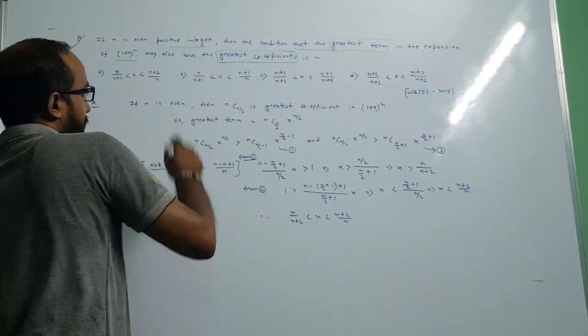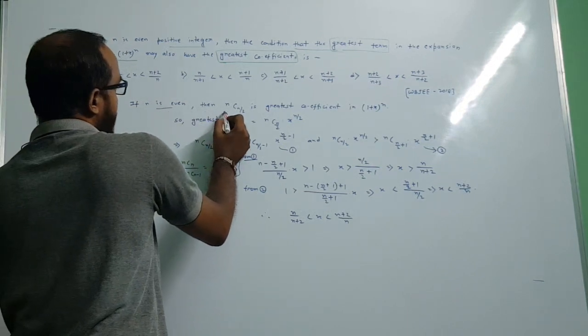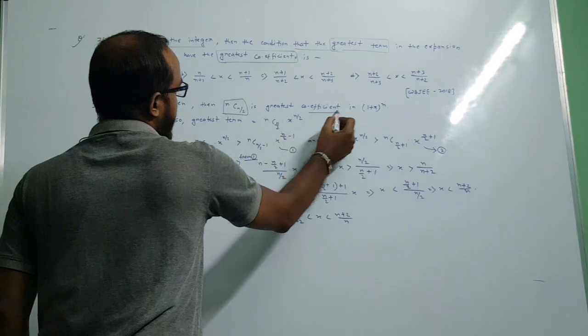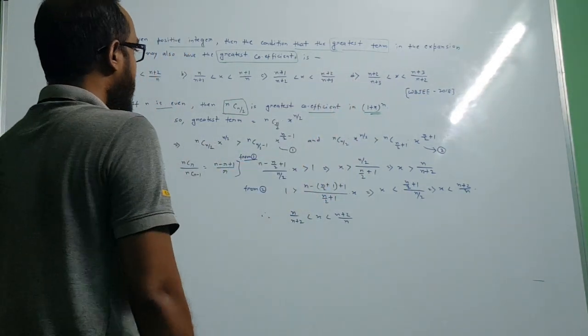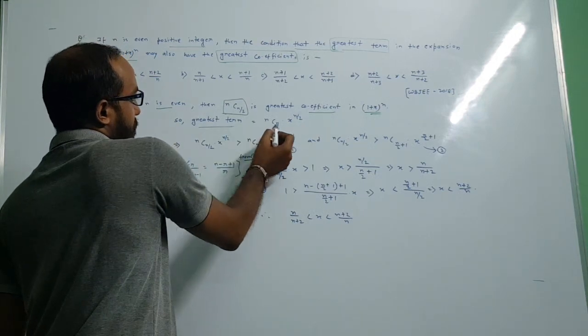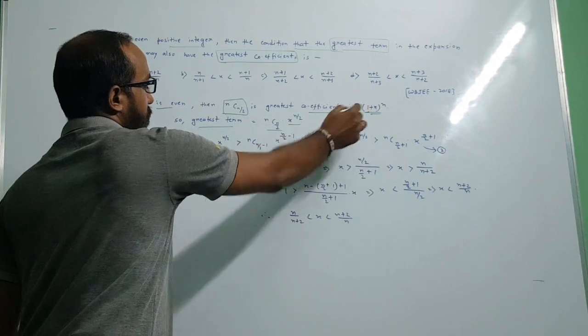So see, in the last slide we have seen that if n is even, then the coefficient at n by 2 is the greatest coefficient in (1 plus x) to the power n. This thing we have already seen. And what is the greatest term? The greatest term would be nC(n by 2) into x to the power n by 2, because we have 1 here.